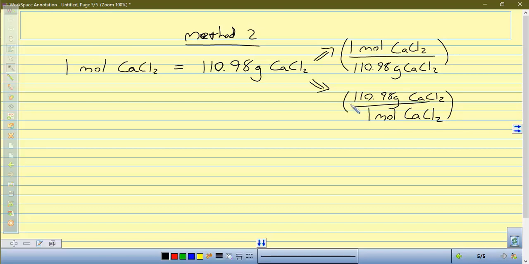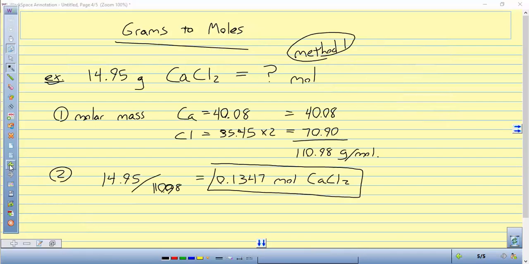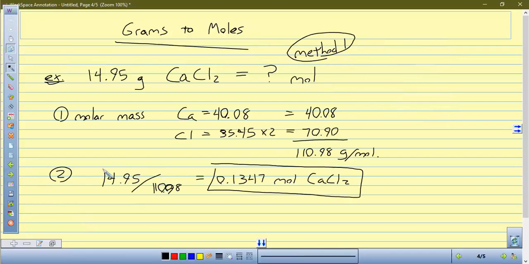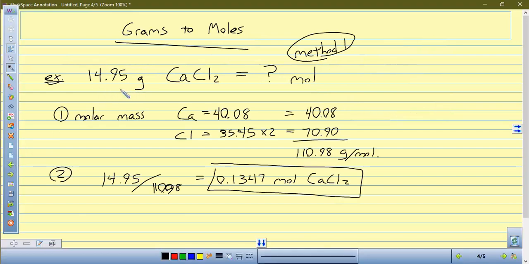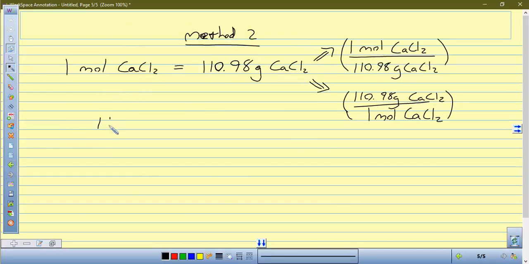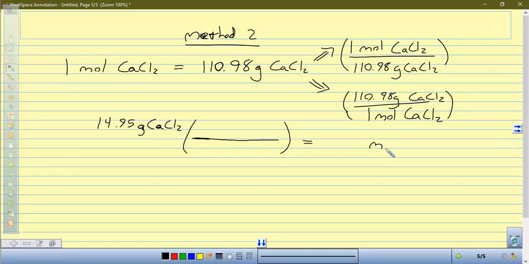I really prefer this method for these problems because it helps me from making mistakes. Like in the last problem, what if you put the 110 on top and the 14 on the bottom accidentally? Well, that would give you the wrong answer. This method, I think, helps prevent that from happening. So we start with what we know. What we know is we have 14.95 grams of calcium chloride. We know there's going to be a conversion factor right here. And we know that in the end we're going to get how many moles of calcium chloride.